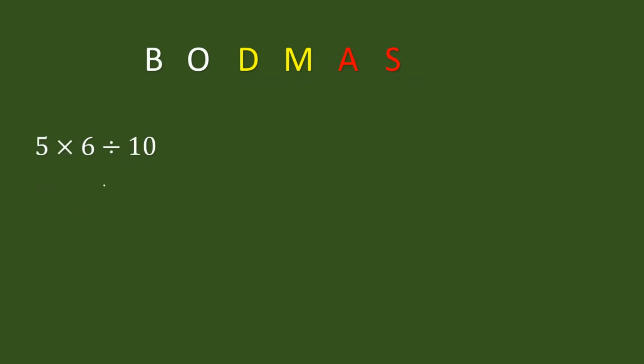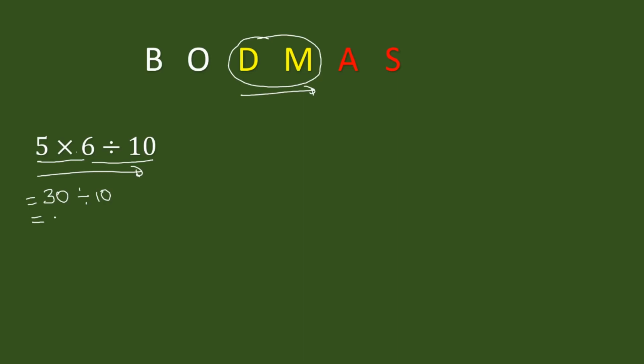And then here we have multiplication and division. We just move from left to right. Start by saying 5 times 6, which is 30, and then divided by 10. And then 30 divided by 10, that is 3.